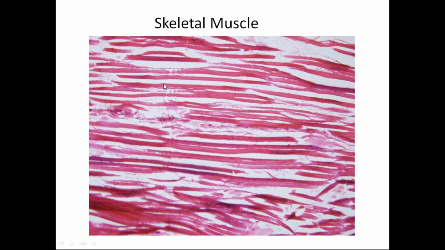sarcolemma, so we call them hypolemmal multinucleated muscle fibers. And in these muscle fibers, in high power we can make out the striations. In the low power, striations are not visible.